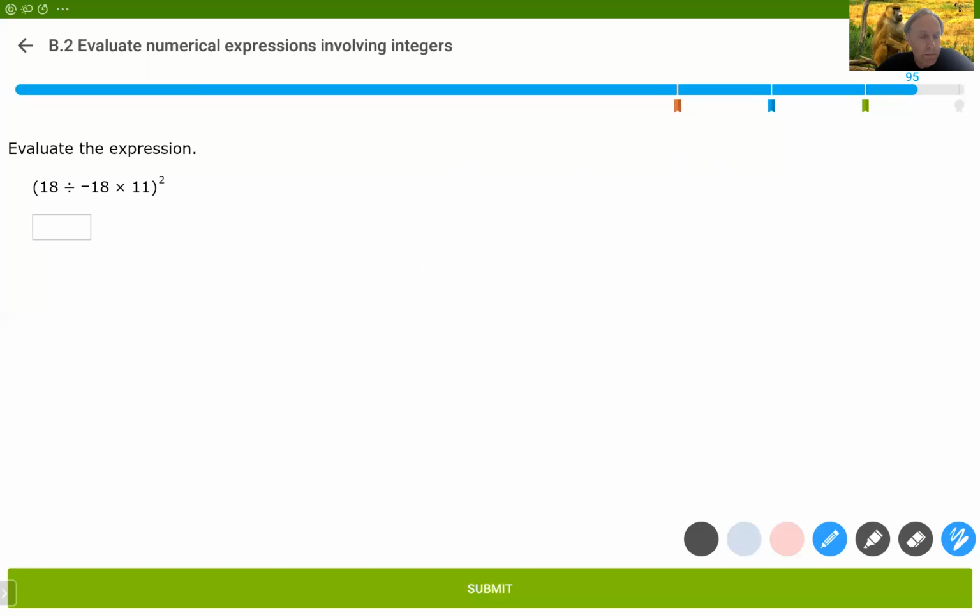And another one, the square is on the outside. I like this one. Okay, here's where multiplication and division matter. Notice that this is division first and then multiplication. So we have to do the division first. 18 divided by negative 18 happens first. Then you multiply by the 11, and then you square it. You have to do this left to right. So you have to go left to right, the division, and then the multiplication.